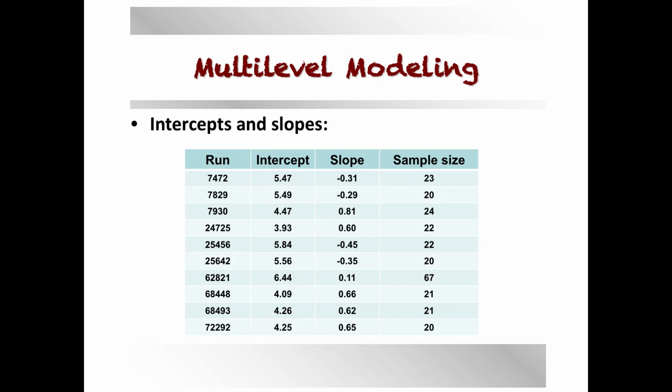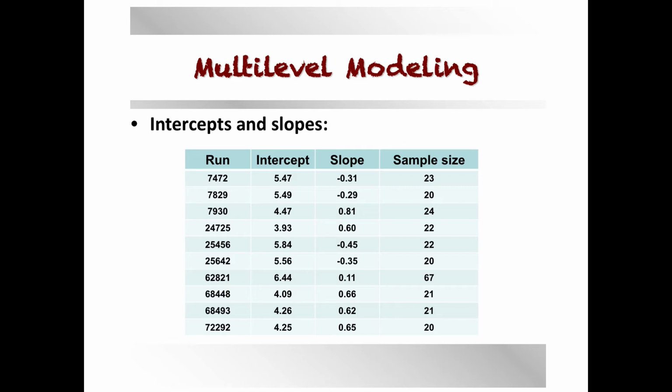The fourth run on the list has the lowest intercept, suggesting that... what is an intercept? An intercept is the predicted value of y when the independent variable x is 0, right? That's what the intercept suggests in a 1 IV regression. So when a skier's skill level is 0, the predicted speed of that skier is going to be lowest on the fourth ski run and highest on, it looks like, about the seventh ski run. 62821 is the number there. So there's some variance in the intercepts. You can start comparing them to each other.